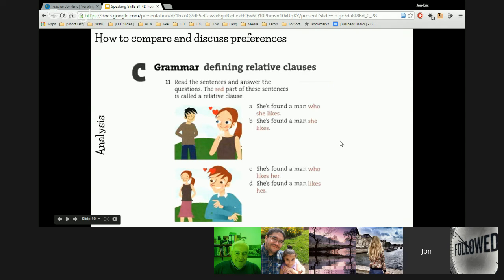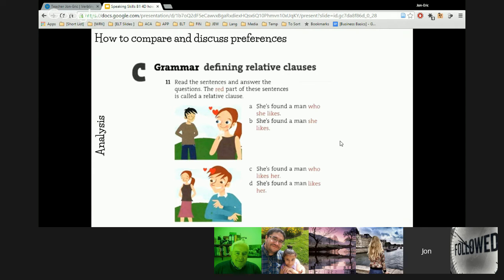Read the sentence and answer the questions. The red part of the sentence is called a relative clause. Okay? Christian, can you read the example A for us? Grammar, defining relative clause. No, just go right to the example. She's found a man who she likes. The relative clause is the red part.